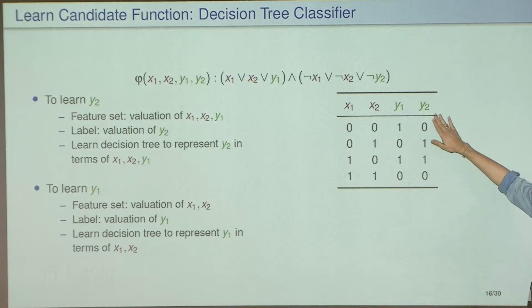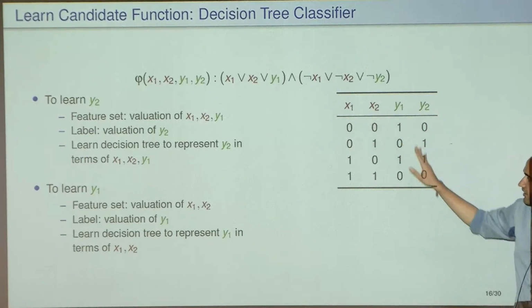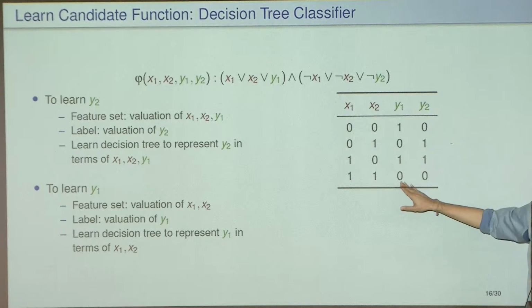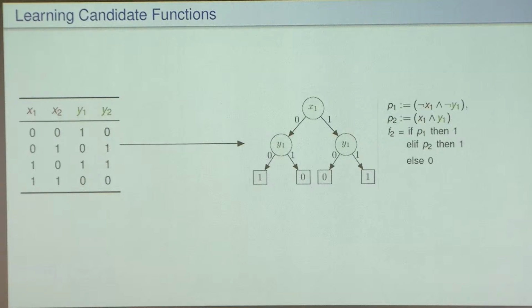Now, if we want to learn y2 in terms of the other variables, then we can treat these as the set of features, and this is the label. So this is really a binary classification problem. There are lots of tools out there that can handle binary classification. What we did is rely on the simplest tool out there, which is scikit. Scikit is a very popular Python library. So we just use scikit.